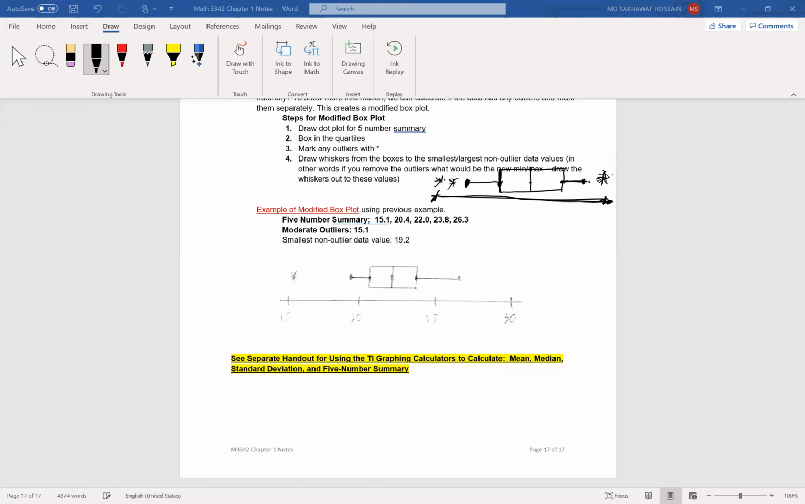A union B is the outcomes which are either in A or in B. So in A we have 2, 4, 6, so they will be also in the union, and in B we have 1, 3, 5, they will be also in the union. So we have 1, 2, 3, 4, 5, 6.